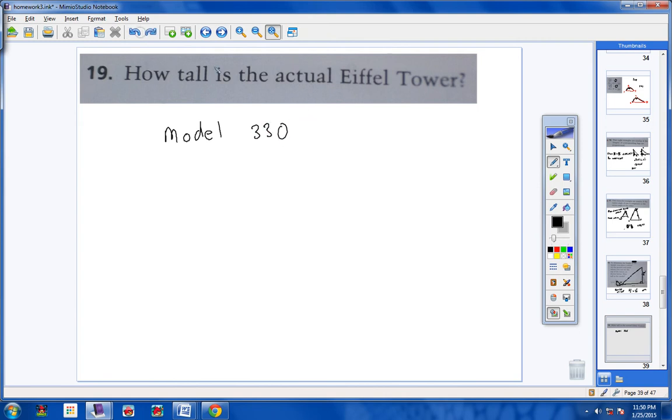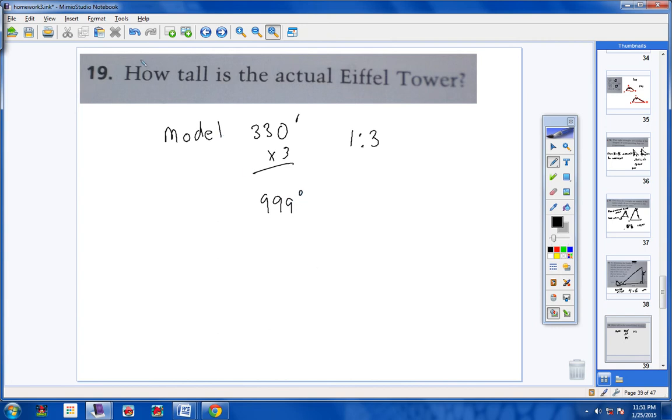Now, if you look at the directions before number 18, it says the scale is 1 to 3. That's the scale, 1 to 3. So that means you're going to multiply this by 3. For every one of these, they have 3 of the Eiffel Towers. So if the model's 330, multiply that by 3, and you get 990 feet.